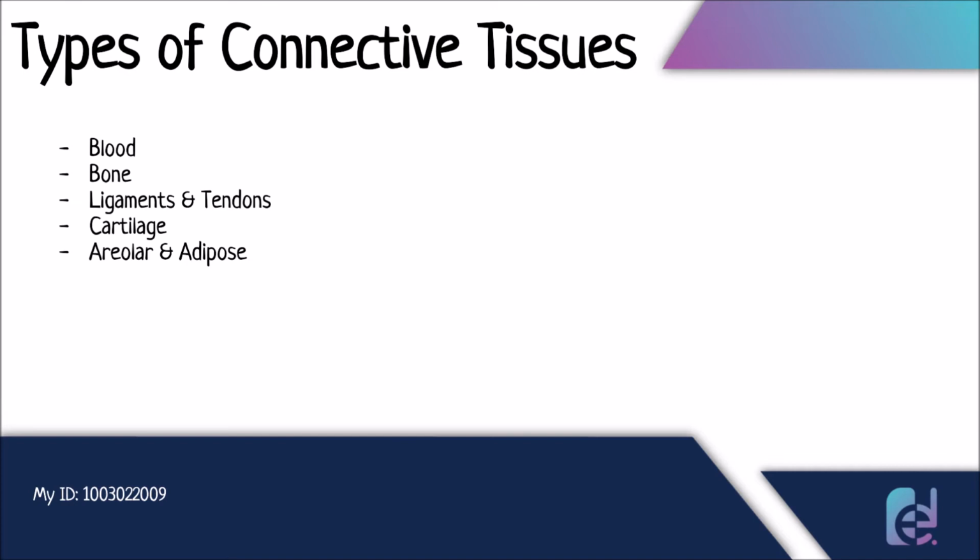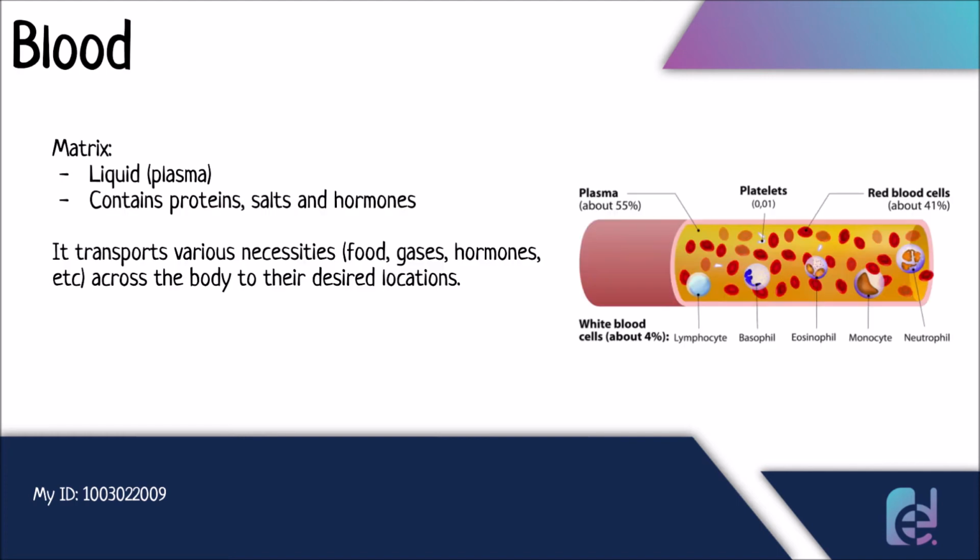The types of connective tissues are blood, bone, ligaments and tendons, cartilage, and areolar and adipose. In blood, the matrix is liquid and we call it plasma. This matrix contains proteins, salts, and hormones. Blood transports all the various necessities like food, gases, hormones, etc. all across the body. So blood has a liquid matrix which is known as plasma. That's the main thing you should know.